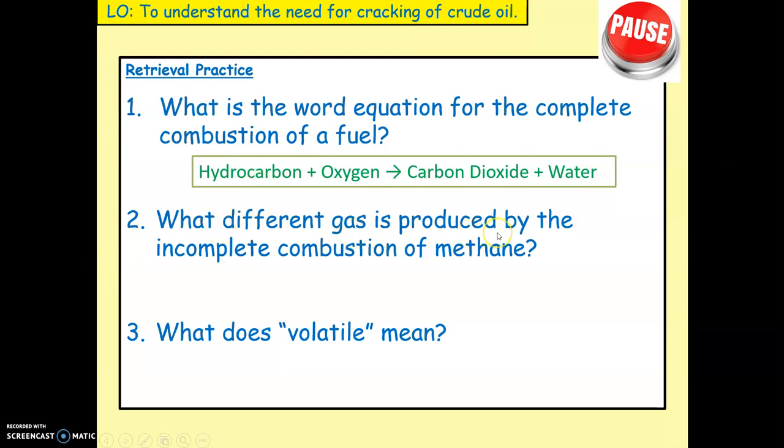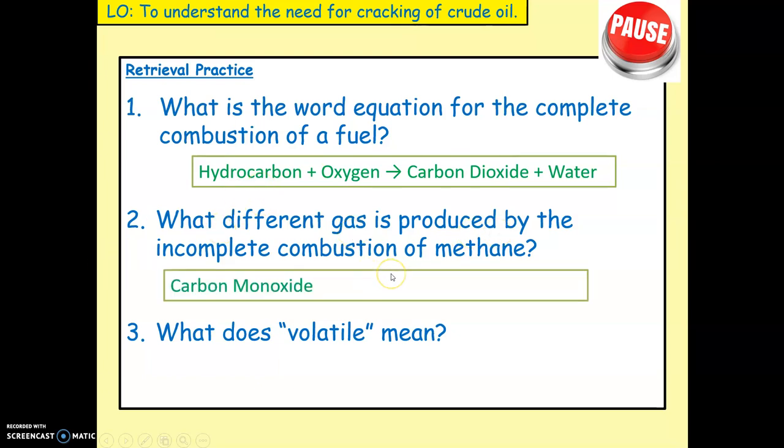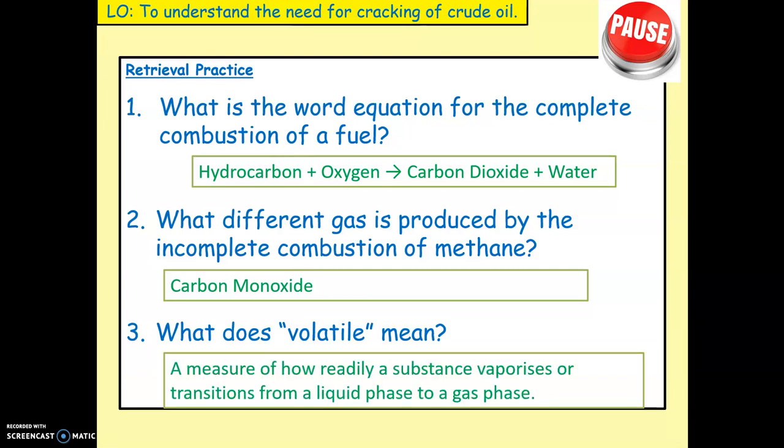Question 2. What different gas is produced by the incomplete combustion of methane? So as I just mentioned, carbon monoxide is a poisonous gas. And then what does volatile mean? A key word there, volatile, is a measure of how readily a substance vaporizes, or in other words, how easily that substance turns from a liquid state into a gas state.